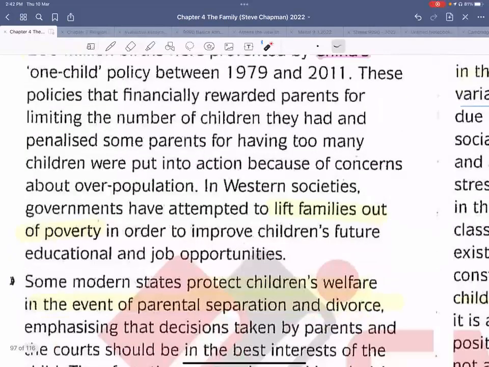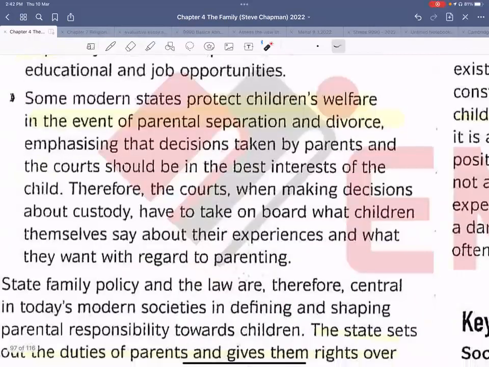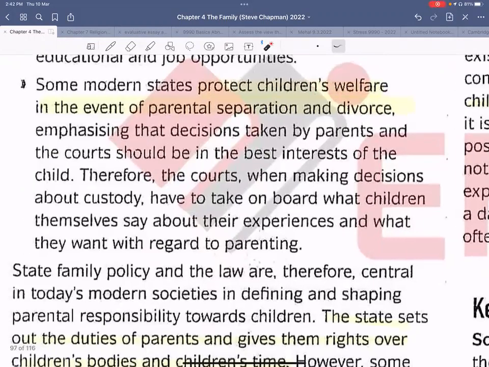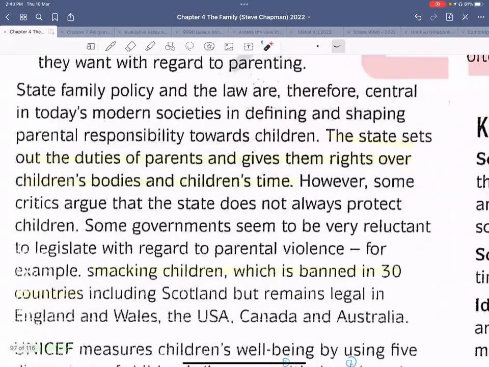Okay? Some modern states protect children's welfare in the event of parental separation and divorce. Again, emphasizing that decisions taken by parents and the courts should be in the best interest of the child. Therefore, the courts, when making decisions about custody, have to take on board what children themselves say about their experiences and what they want with regard to parenting. Do we move on? Now, state family policy and the law are therefore central in today's modern societies in defining and shaping parental responsibility. The state defines parental responsibility. The state shapes parental responsibility.